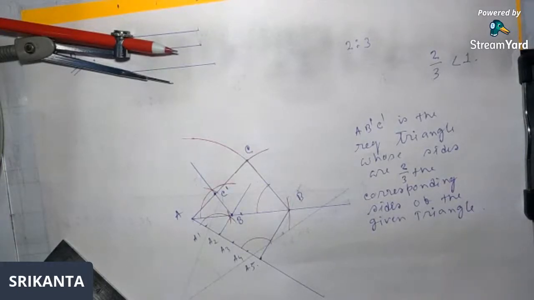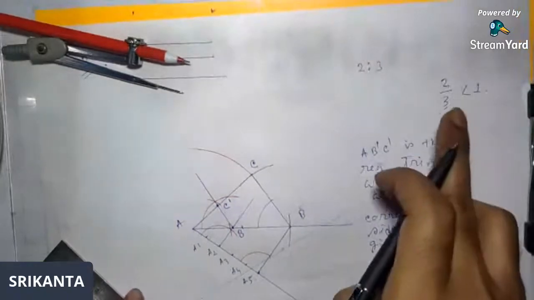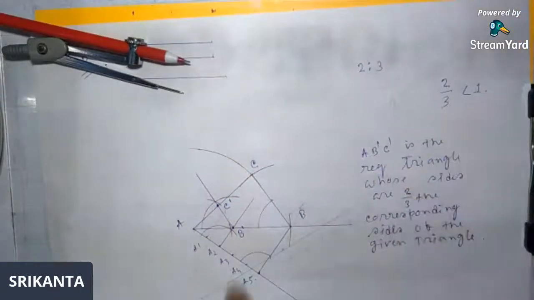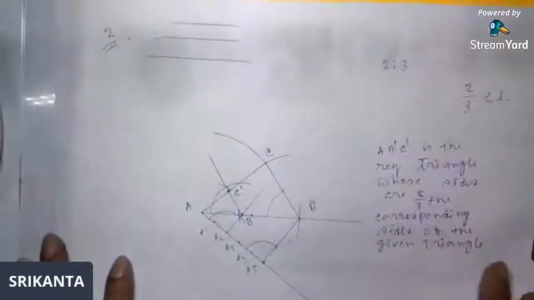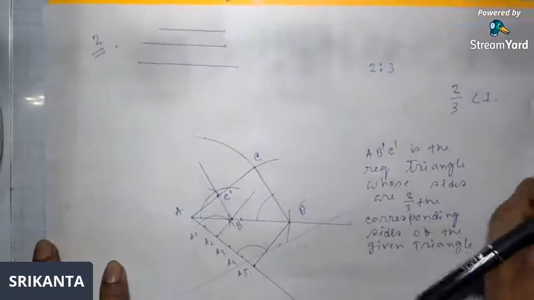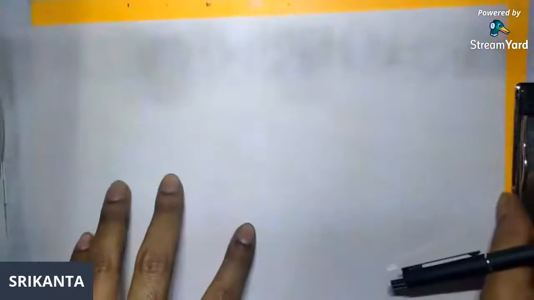Okay, understood? So here remember the ratio is less than 1. Now we are going to do a sum in which the ratio will be greater than 1. Okay, students, let us take a fresh page.